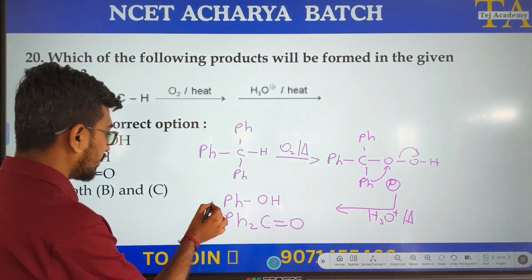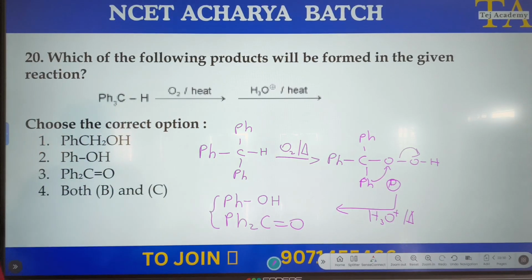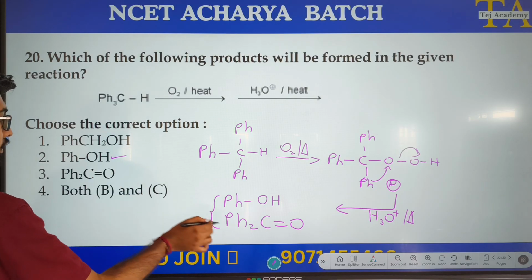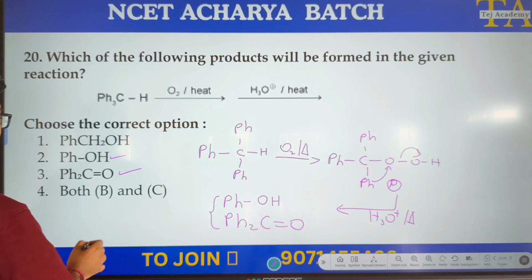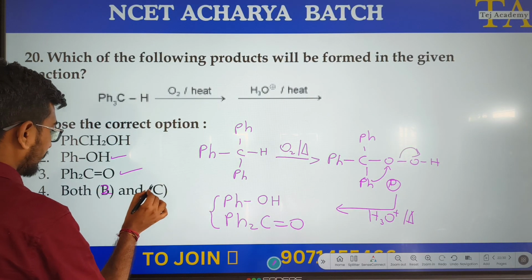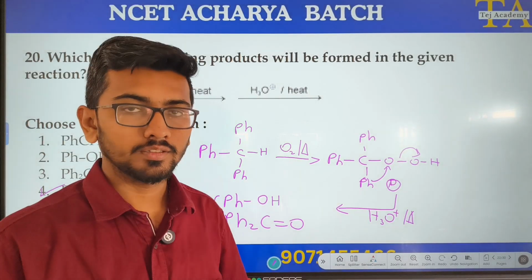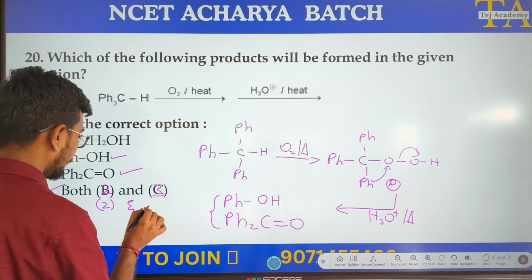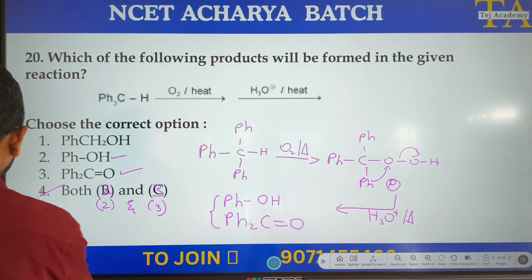So we are getting two different products. These two. So where are we observing this in the options? PhOH is in the second option, Ph2C double bond O in the third option. So both second and third. Sorry, this is both second and third. So option 4 is the right answer. So make a correction, it is both second and third option. Okay. Now next question.